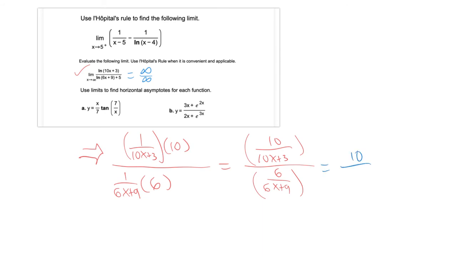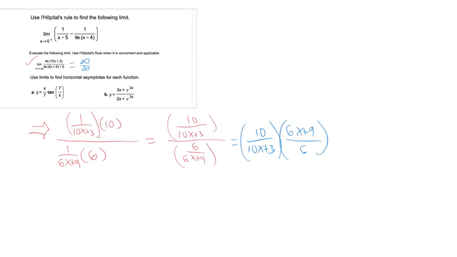So this becomes 10 over 10x plus 3, and that's times 6x plus 9 all over 6. At that point, I'm happy to call that a 5. I'm happy to call that a 3. I don't think there's anything else we can do. So at that point, we would have really 30x plus 45 all over 30x plus 9. And that would still result in infinity over infinity if you were to plug infinity in there.